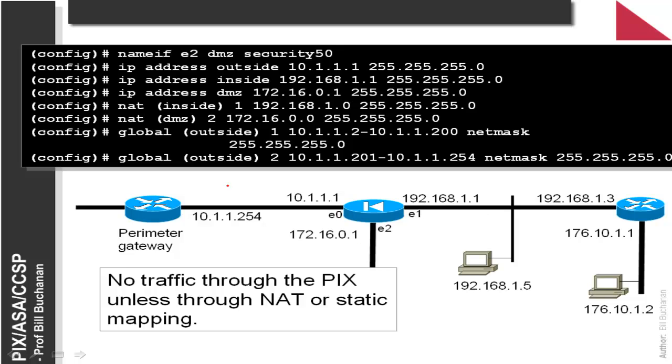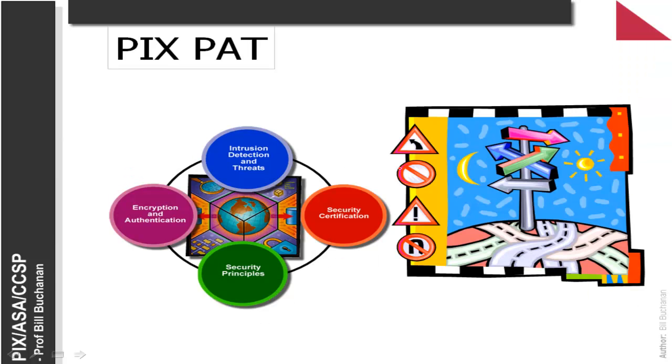No traffic is allowed through the PIX unless it goes through a NAT translation or is a static mapping. Typically, the hosts in the DMZ might be available through a static mapping because we want them to have a fixed IP address rather than one from a pool.